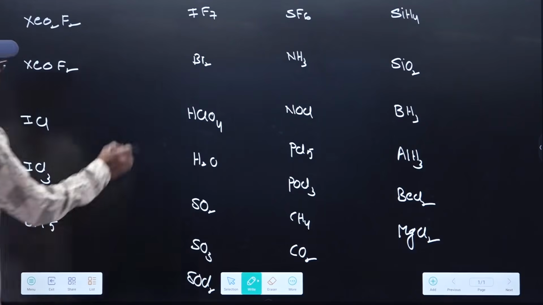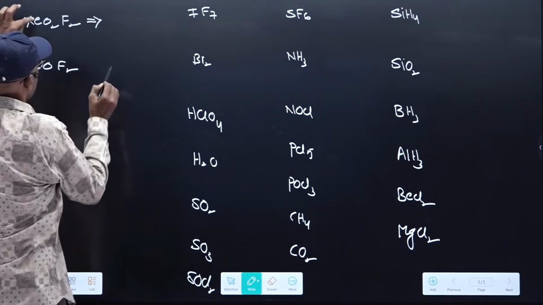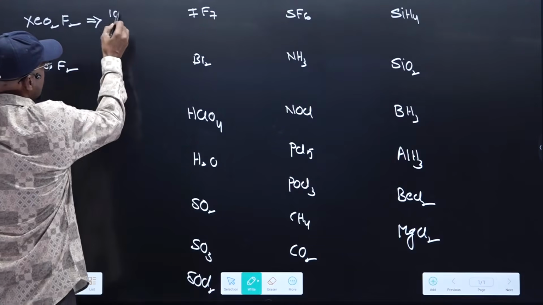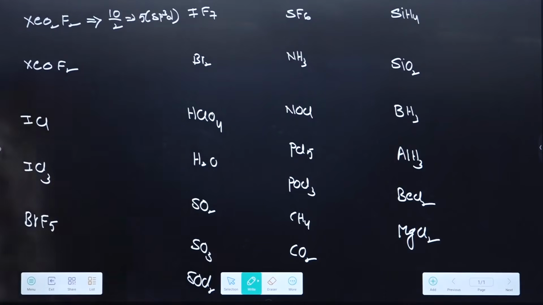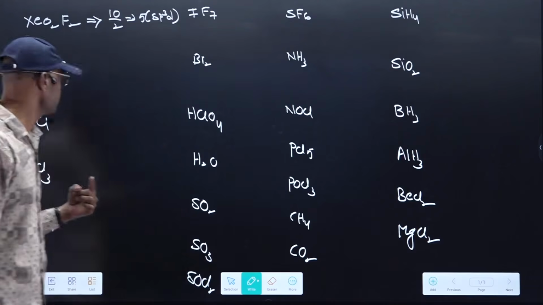Will you find this out? So here, 8 plus 2 is 10, 10 by 2 means 5. So 5 means the hybridization is sp3d. Only monovalency and group number. Here 8 plus 2, 10, 10 by 2, 5, sp3d. Here 7 plus 1, 8 by 2, 4. Will you work this out? 7 plus 3, 10, 10 by 2, 5. Here 7 plus 5, 12, 12 by 2, 6, sp3d2. So will you work out the remaining ones?